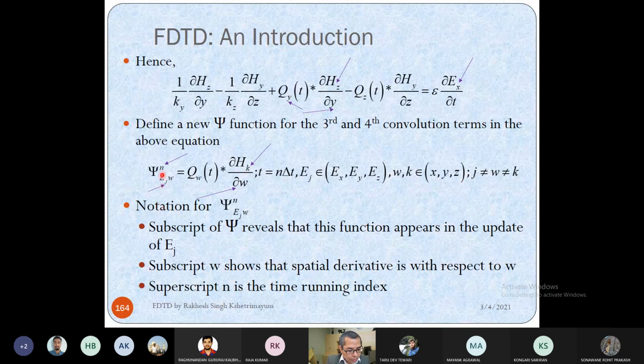So subscript Ej means Ej is what we are calculating. W is partial derivative with respect to what? And what component of Q we are doing convolution. n is the nth time instant. K will decide which component of the magnetic field we are doing the partial derivative. Okay. So this is the equation we want to calculate.